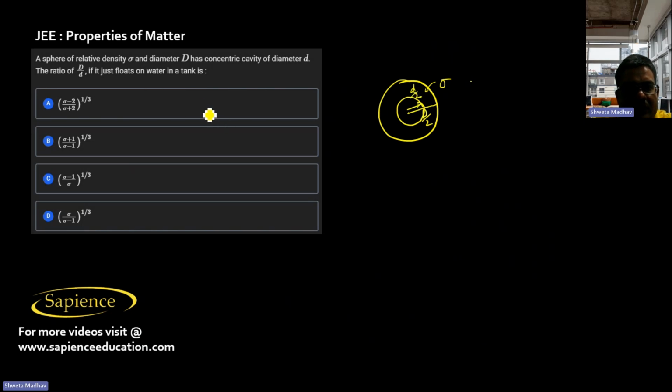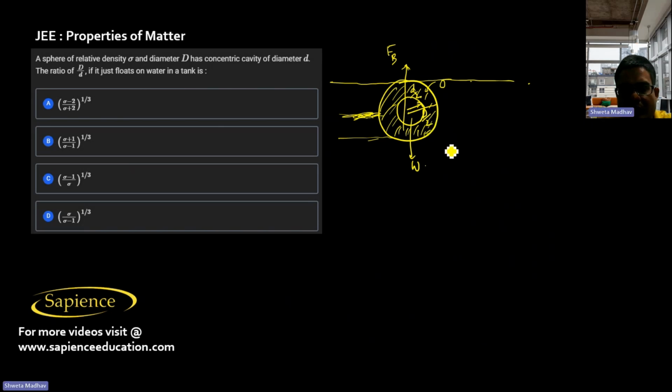The ratio of D by d is, if it just floats on water in a tank. So if it is just able to float, it means that it is fully immersed inside the water. So it means the upward buoyancy Fb should be equal to its weight. So here there is the cavity and the solid part is on the outer side.